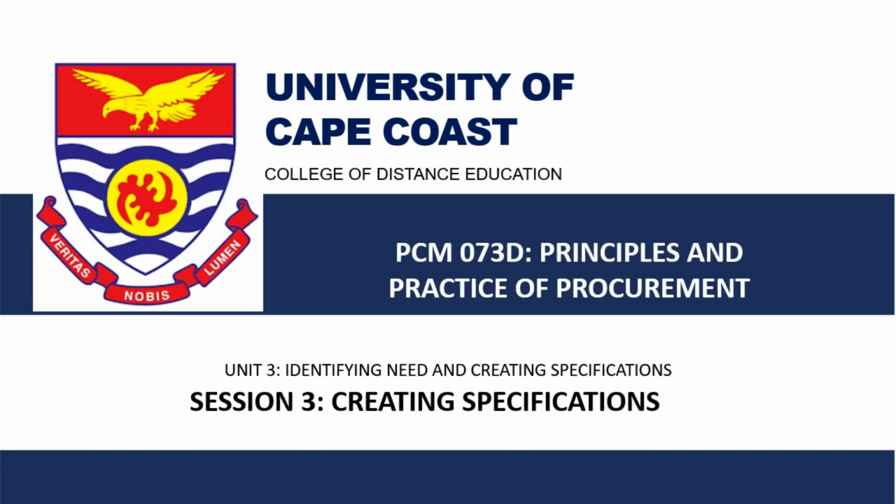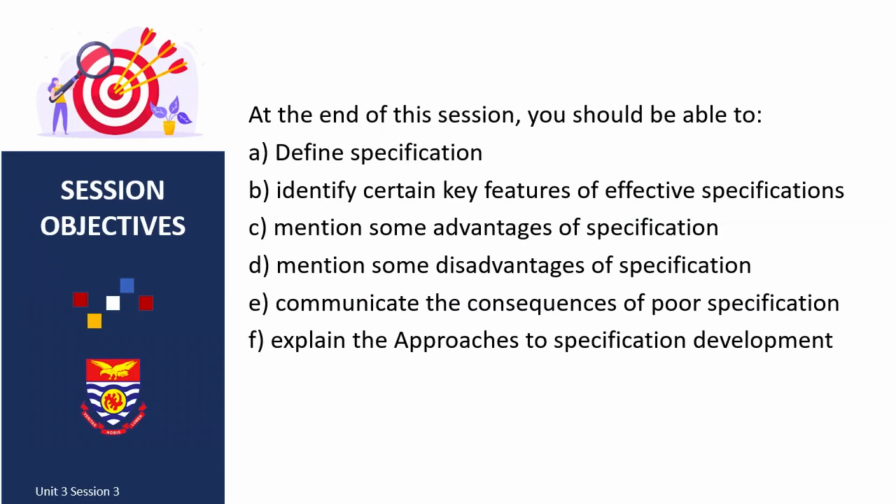and practice of procurement. Unit 3, identifying need and creating specifications. Section 3, creating specifications. But at the end of this section, we should be able to define specification, identify certain key features of effective specifications, mention some advantages of specification, mention some disadvantages of specification, communicate the consequences of poor specification, and explain the approaches to specification development.